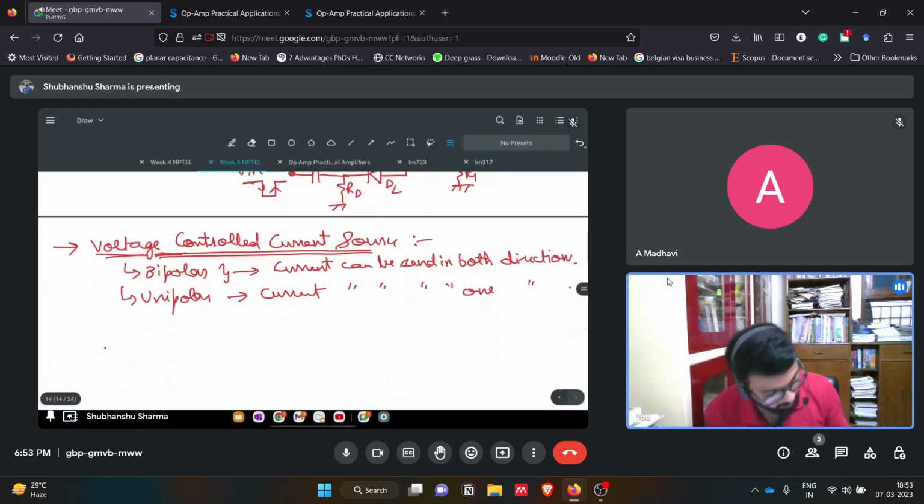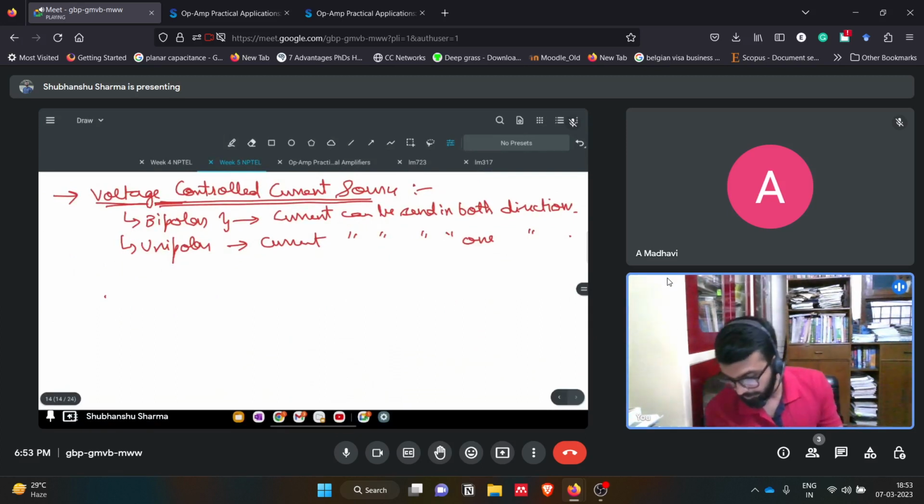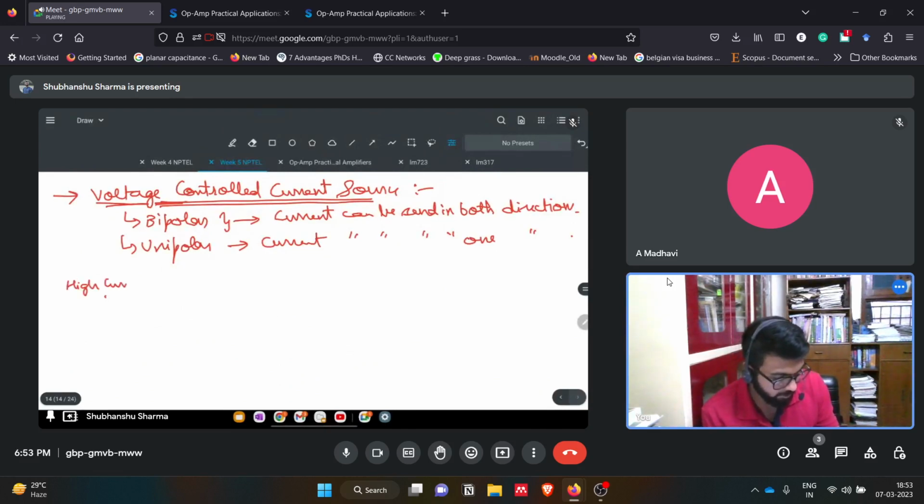Now we saw one application of high current applications, like when we give for high current applications.